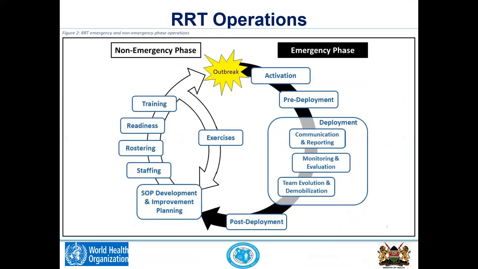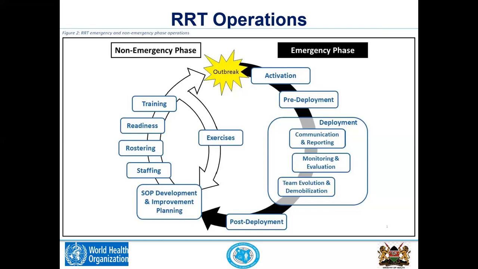Rapid response teams operate in two phases, during an emergency and before the emergency. So we have the non-emergency phase and the emergency phase. So the non-emergency phase summarizes all the activities that would go on before the outbreak happens. So it could be during the preparedness phase. So what would the rapid response teams be doing as they anticipate and prepare to respond to an outbreak?